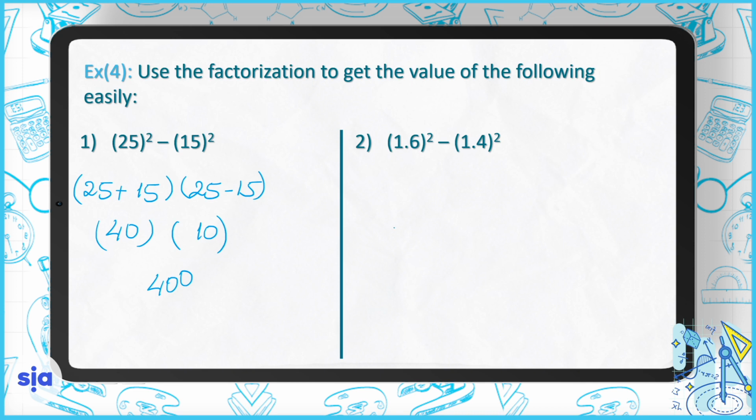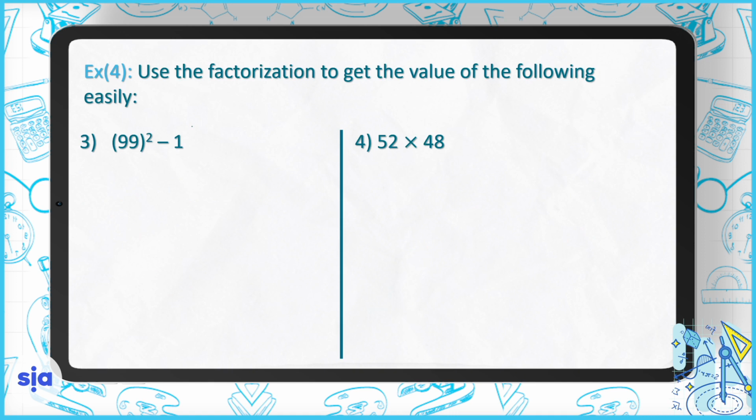Number 2 is the same idea. It's 1.6 plus 1.4 multiplied by 1.6 minus 1.4. We use the difference of two squares. So 1.6 plus 1.4 is 3 multiplied by 0.2, which is 0.6.